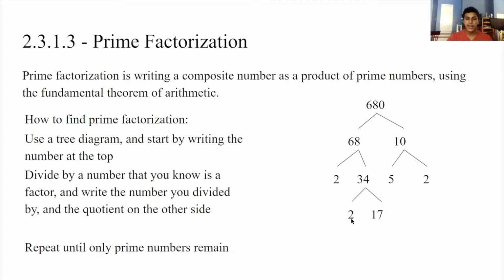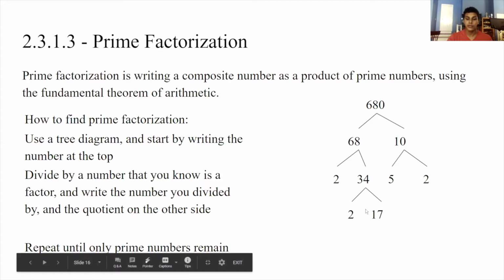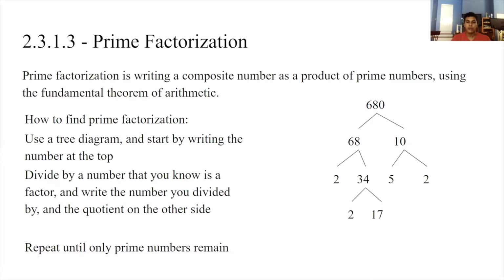So I move on to my next row of numbers that I broke down. So now I have 2 and 17 here. Well, 2 is a prime number, so I can't break that down any further. And 17 is also a prime number, so I can't break that down any further. So now at the bottom of my tree, I'm left with only prime numbers.